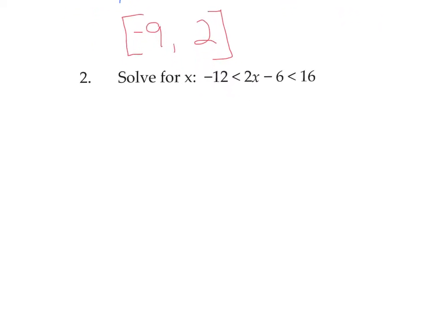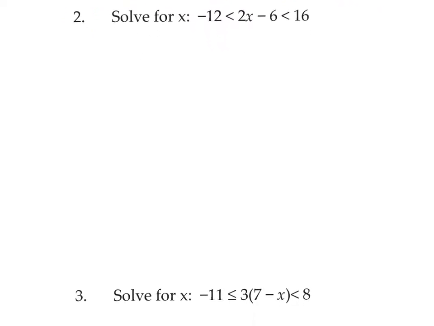So let's do number 2. Similar type of question. We're going to start by rewriting the question. Negative 12 is less than 2x minus 6 is less than 16. We are going to isolate x in the middle here. So I'm going to use the vertical lines again, where I have the less than or equal, the less than or greater than symbols. And I'm just going to undo these operations, starting with the negative 6.